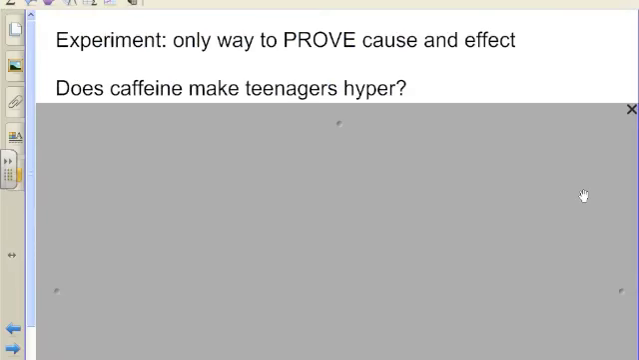All right, so we'll continue our discussion about Chapter 13 by moving on to experiments. Experiments are the only way to prove a cause and effect relationship. Remember, observational studies cannot do that for us.